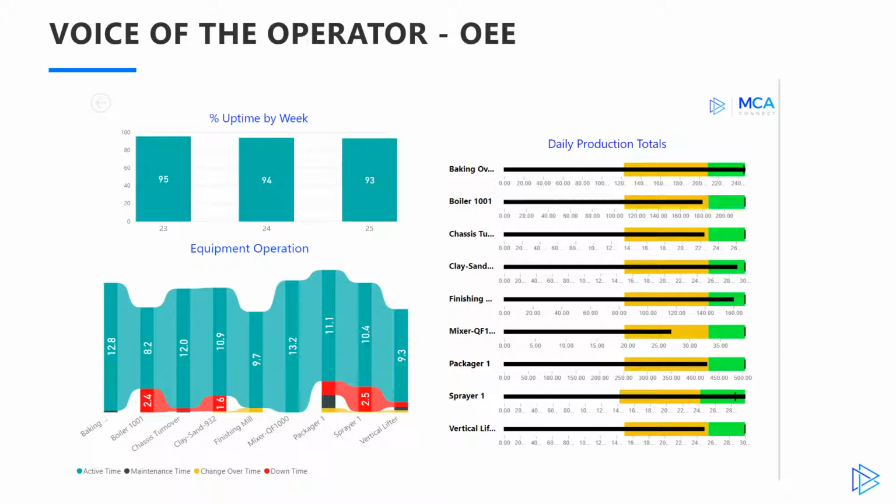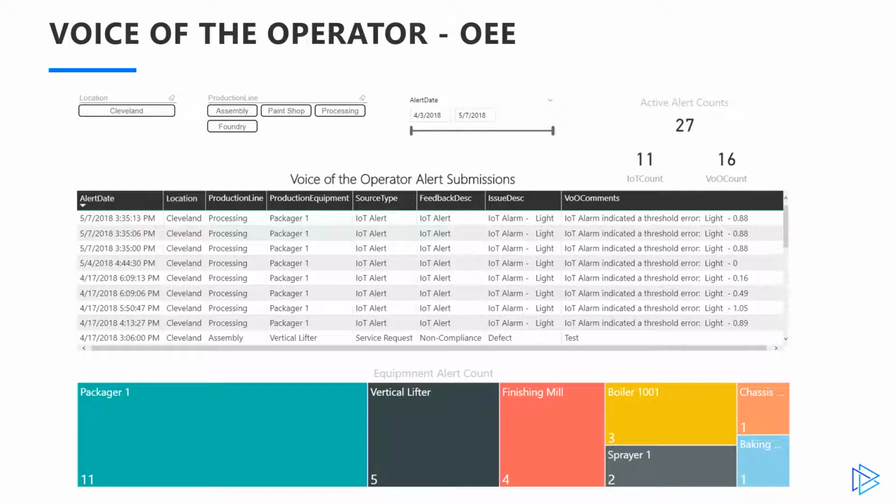Daily production totals can be measured against their targets, and we can also take a look at the number of alerts that are being generated, either via IoT or via service requests, once again pointing to machines that may not be running up to their potential.